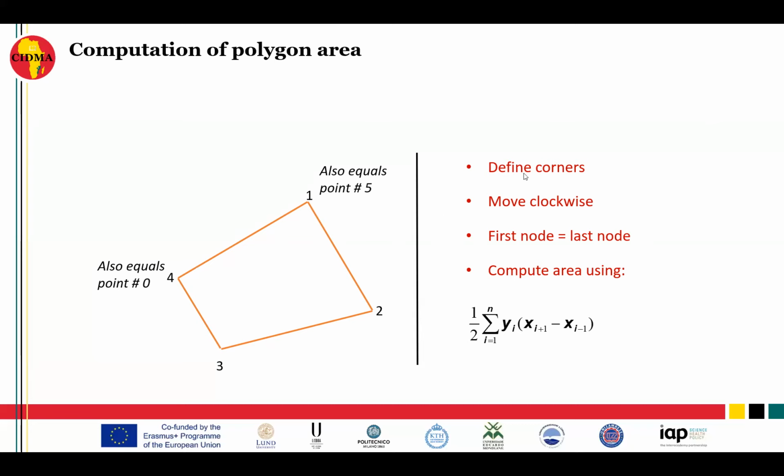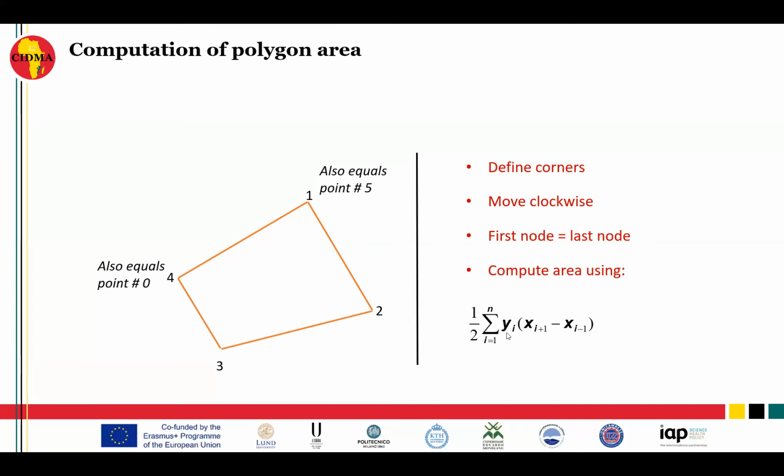in the computer, we have to define the corners, giving them some sort of numerical value. So 1, 2, 3, 4, and 5. Then it's told to move clockwise. The first node is equal to the last node. And then the area computation uses a formula that you can see down here, where we multiply the sum of the y coordinates multiplied by x(i+1) minus x(i-1).